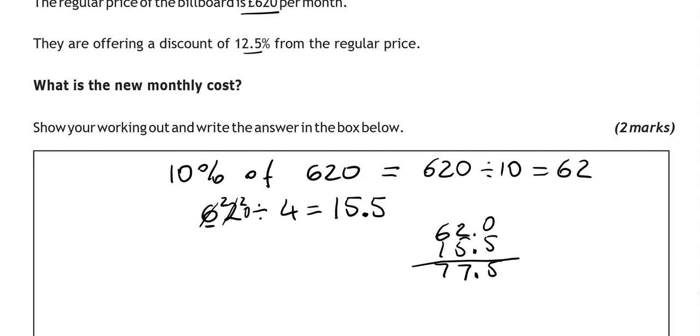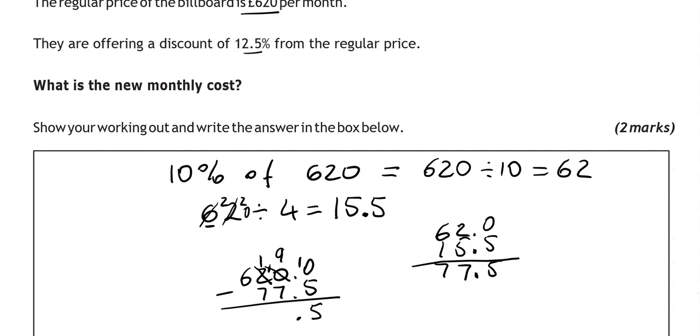So 620, take away 77.5. We've got 0, take away 5, which means we need to borrow 1, and we can't borrow 1 from this 0 in here, so we're going to borrow 1 from this 2. So we make that a 1, and this becomes a 10. Now I can borrow from the 10 to make it a 9, and this becomes a 10. So 10 take away 5 gives us 5.